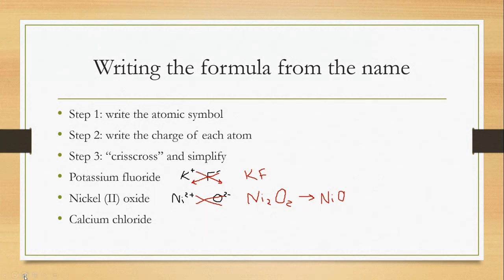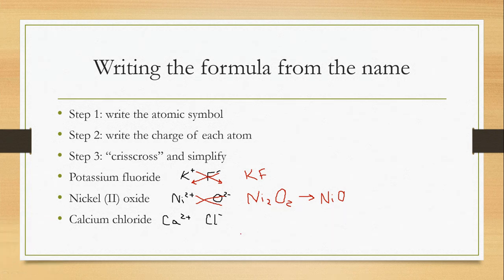Let's try one more. We have calcium chloride. So calcium is in group 2A, which means it has a 2 plus. Chlorine is in group 7A, so it has a 1 minus.